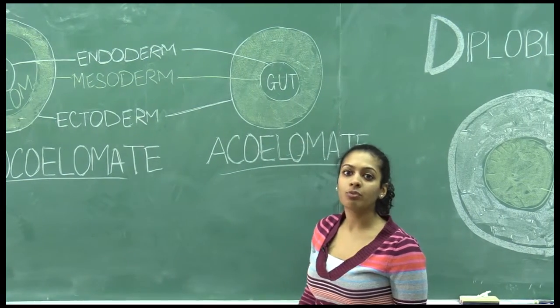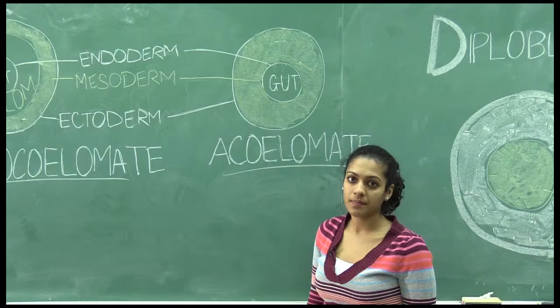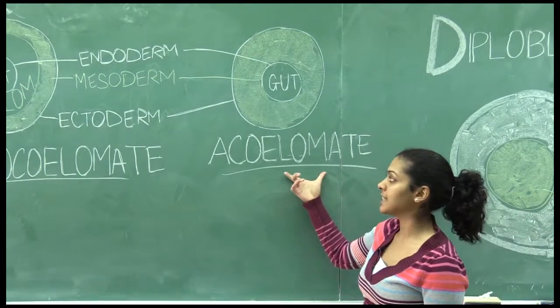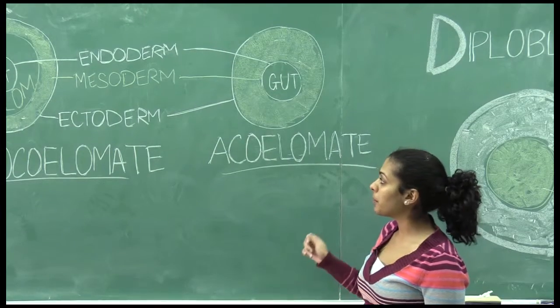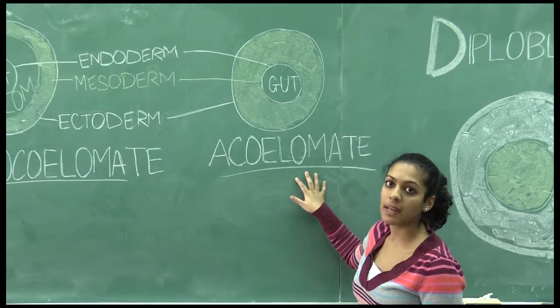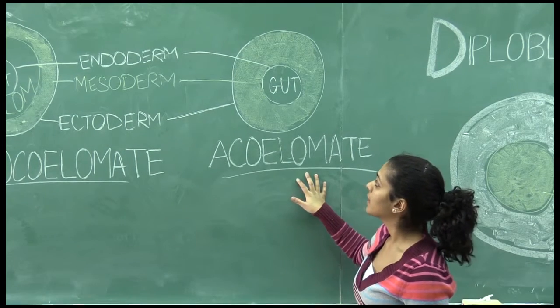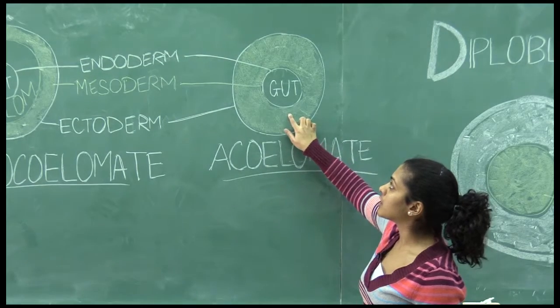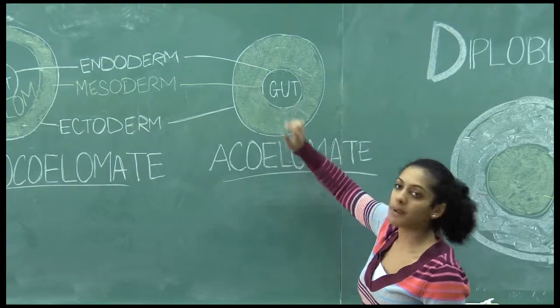Triploblastic animals have one of 3 different body cavities. The body cavity can be air-filled or fluid-filled, and it is called a coelom. If a triploblastic animal lacks a coelom, it is called acoelomate, meaning without a coelom. In this case, there's just the ectoderm, the mesoderm, and then the endoderm, which makes your gut.